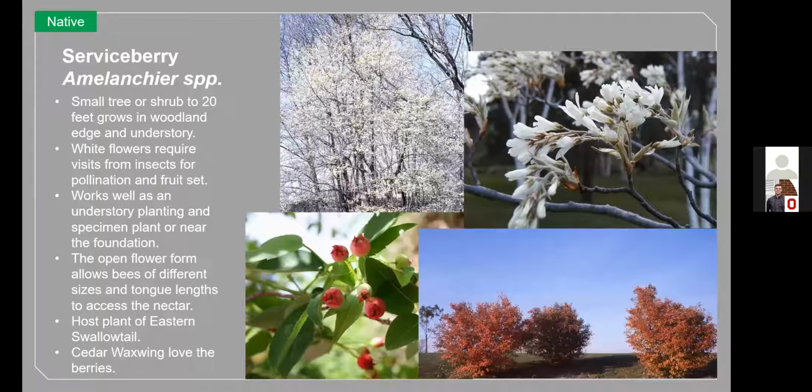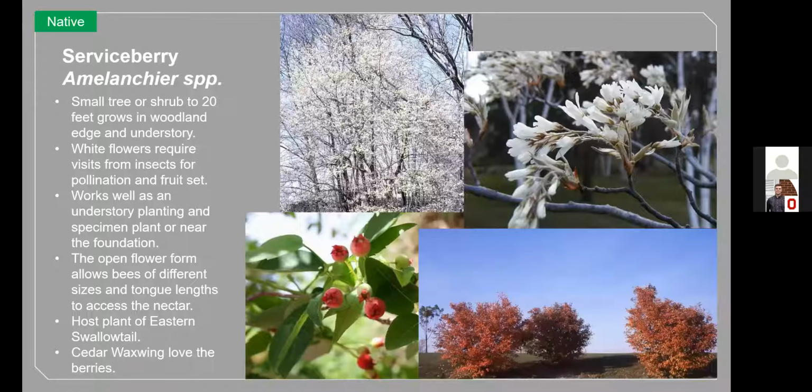Serviceberry. We bought 3 Shadblow serviceberry at a plant auction over 10 years ago, and they've thrived on our property and given us much pleasure. There are several species of serviceberry that are native to our area. Amelanchier canadensis is Shadblow serviceberry. Amelanchier laevis, known as Allegheny serviceberry, and Amelanchier arborea is commonly called downy serviceberry.